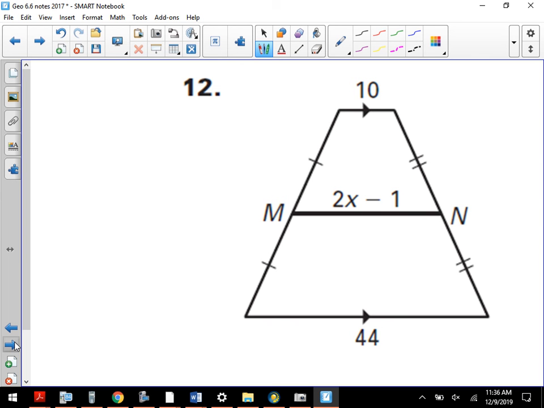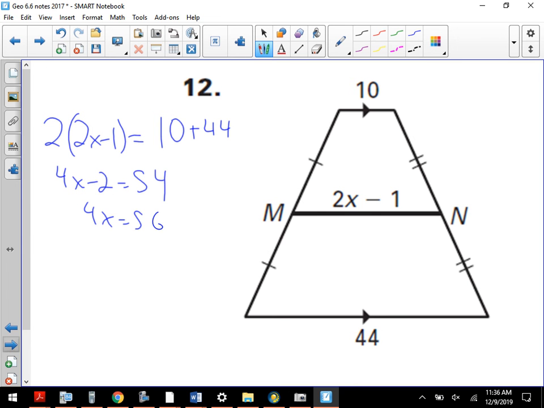So there's a couple ways you can do this. Since the two parallel sides are numerical, you could just find the average of those right away and set it equal to the 2x minus 1. Or you can just do the whole formula: double the middle, set it equal to the sum of the outsides. Either way would work. And with any luck, you got 14 for x. So hopefully it wasn't too scary.